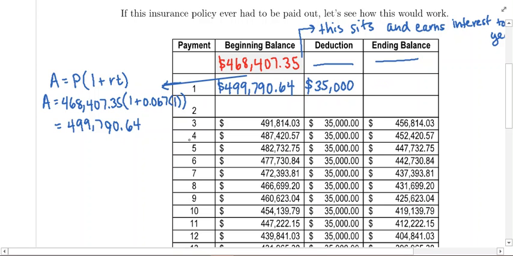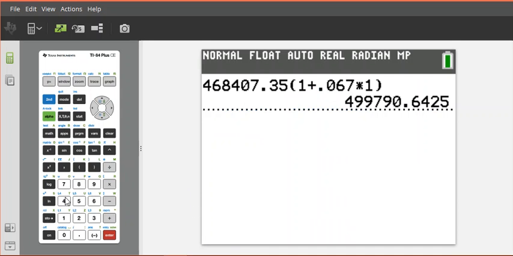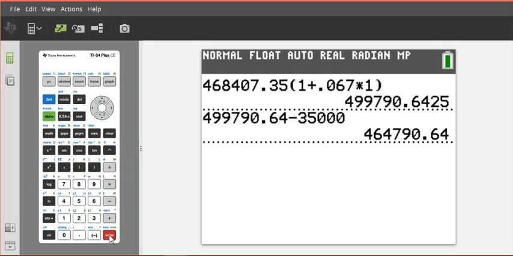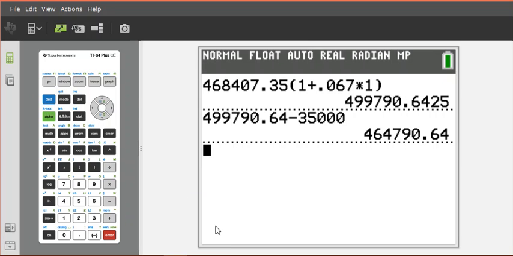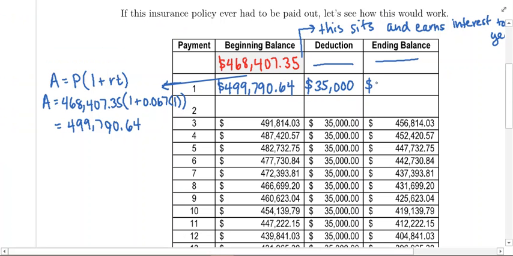So let's go ahead and do the subtraction here. I've got to use dollars and cents, so I need to use the rounded version. Take out 35,000. This is the ending balance of this account after the first payment has been made. I jot that down in the table. The ending balance is $464,790.64.